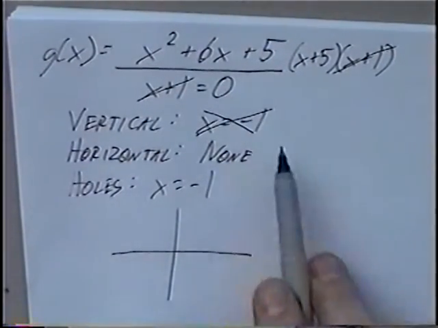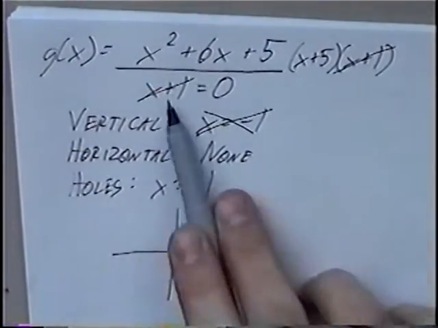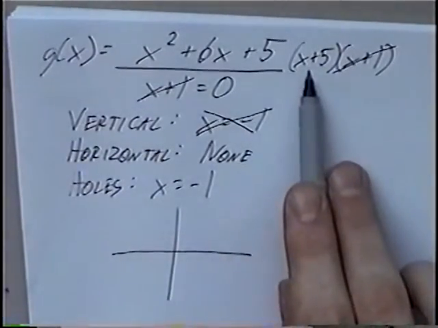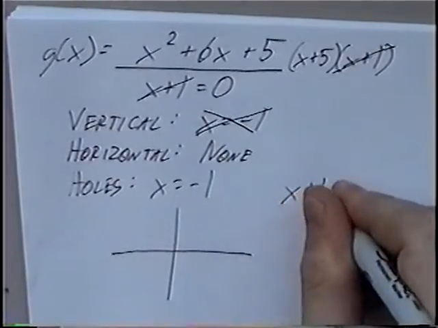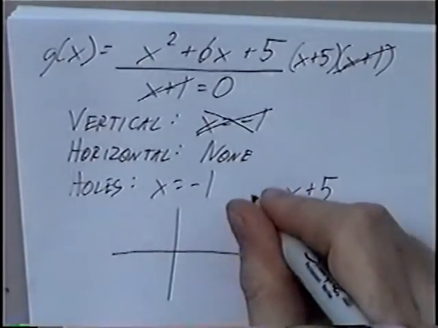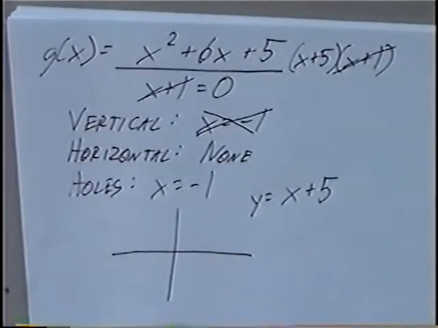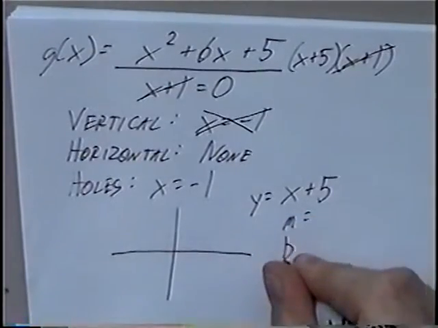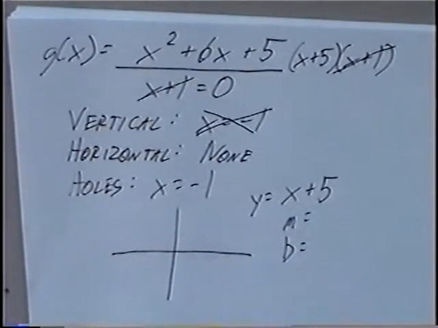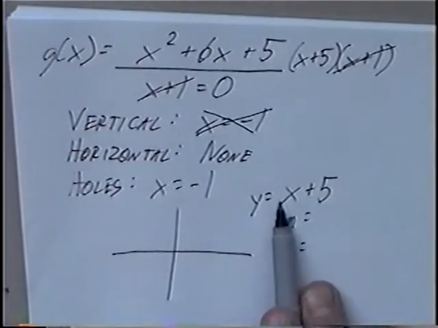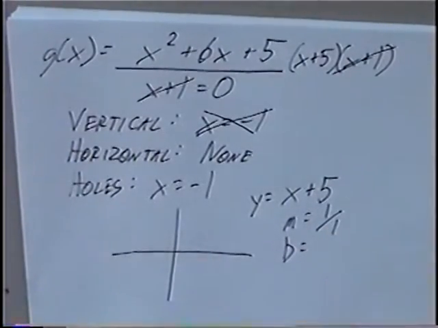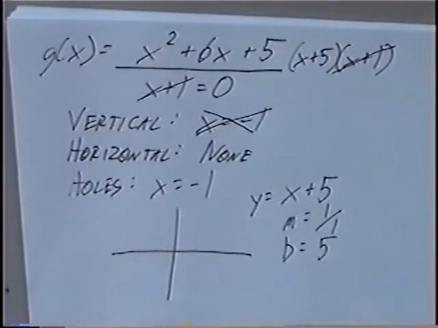Looking back at the equation, if we cancel out the x plus 1 in the numerator and denominator, the only factor or only expression we have left is x plus 5. If we set this equal to y, the original equation will be the graph of y equals x plus 5. Only difference is we'll have a hole at x equals -1. Graphing this function, which is a linear function, we can graph using mx plus b, slope-intercept form. The slope m, the number in front of x, would be 1, or 1 over 1, and b, the y-intercept, the last number, would be 5.